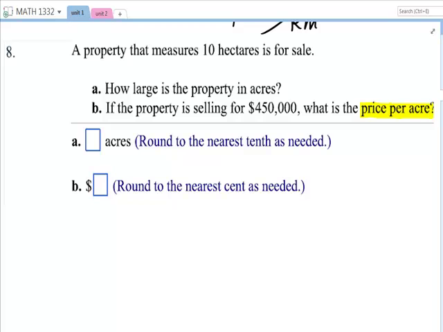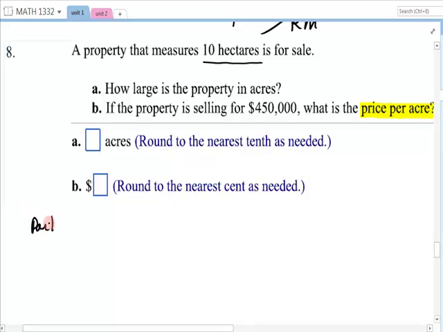Somebody help me out. How large is the property in acres? What are we going to do? Just describe it for me, please. It's gotten quiet in here. What units are we given? That weird one, hectares. What do we have to convert it to? Acres? All right, so I'm looking at my sheet and I am looking for acres and hectares, and I found it. Did y'all find it?